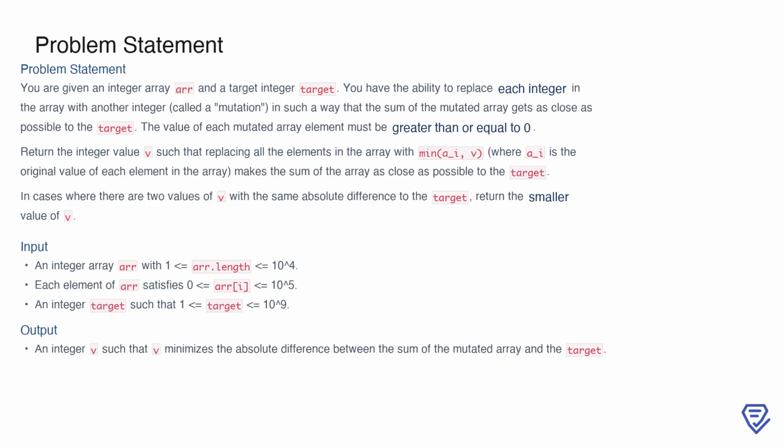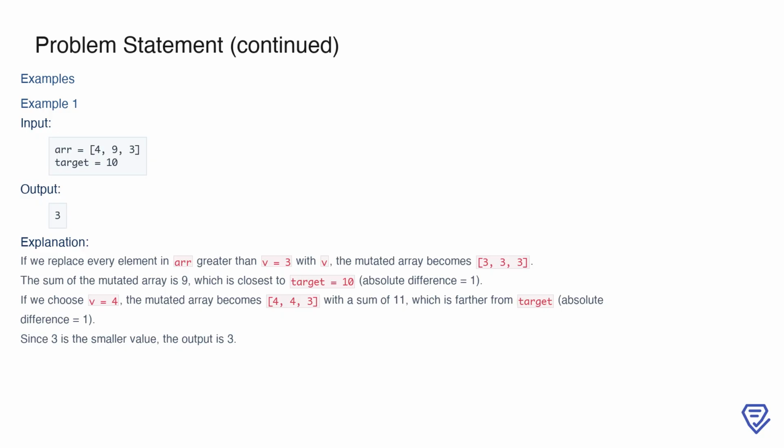Additionally, for each element in the array, the mutation is performed using the formula min(a_i, v), meaning that each element in the array is either replaced with v or remains unchanged if it is already smaller or equal to v. Once the mutated array is formed, you need to return the value of v that minimizes the absolute difference between the sum of the mutated array and the target. If there is a tie, meaning two values of v result in the same absolute difference, you must select the smaller value of v.